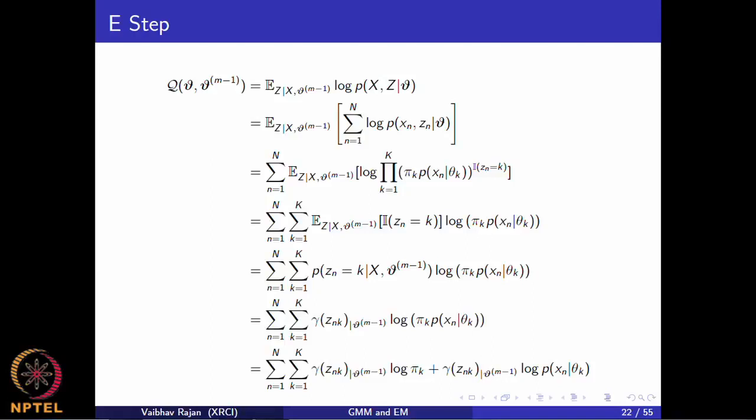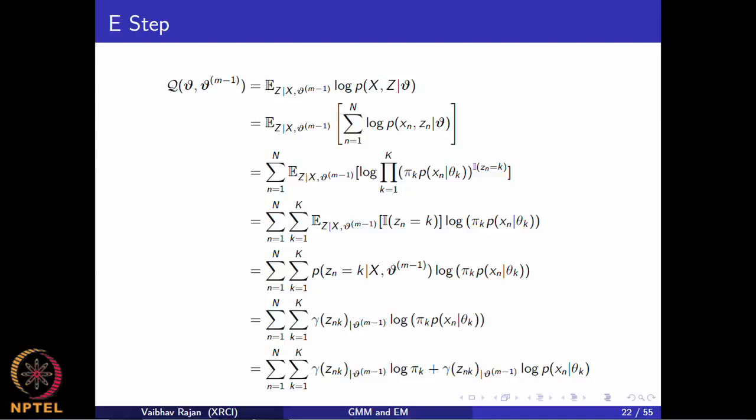So, this is again the responsibility, the posterior probability of z_n equal to k, but in this case this responsibility is not with respect to the original parameters. This posterior probability is with respect to the guessed parameters, right. So, I am indicating that by this subscript here. So, it is the responsibility times the log that remains.